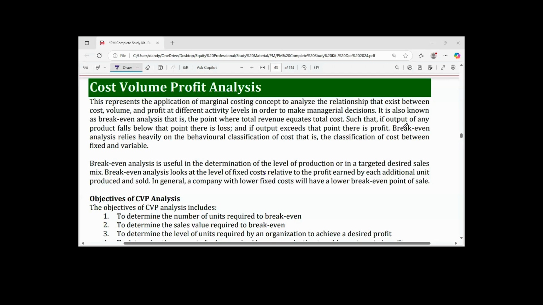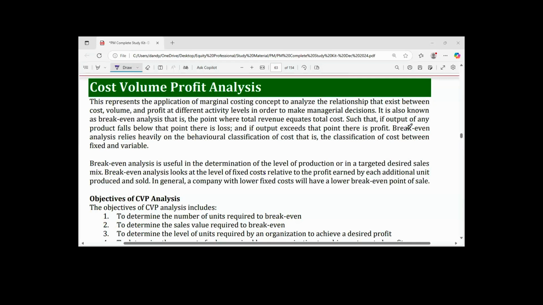That is, the point where there is no gain or profit, in the sense that at any point above the break-even point, there will be profits. Then, at any point where the output is below the break-even point, there will be loss. Break-even analysis relies heavily on the behavioral classification of cost. That is, a cost item must be capable of being classified as either variable or fixed cost. All right. That's the introduction on the CVP analysis.